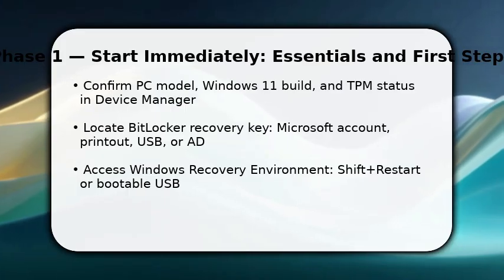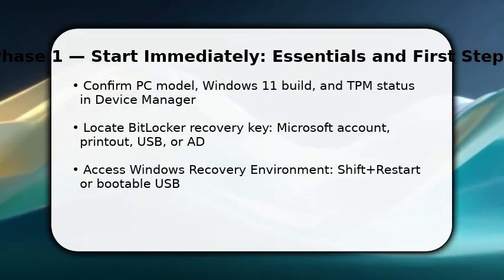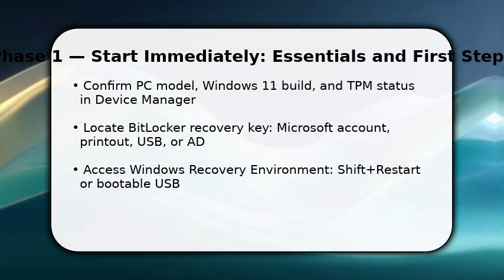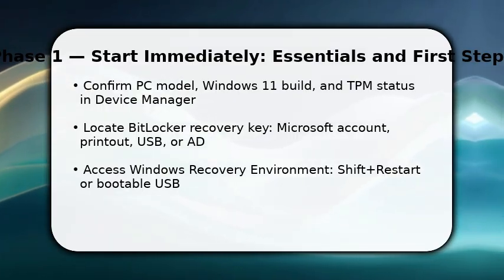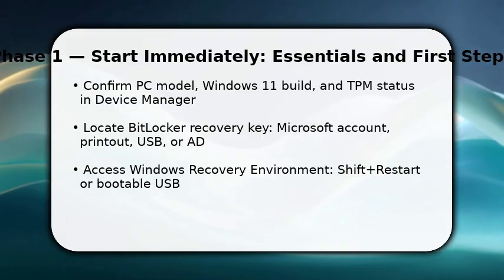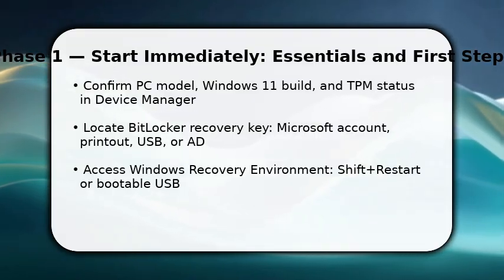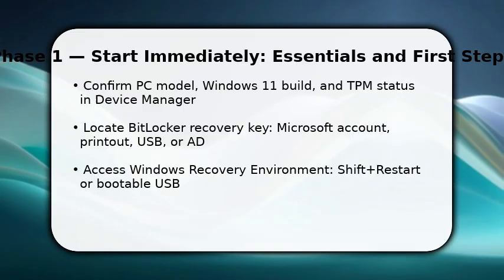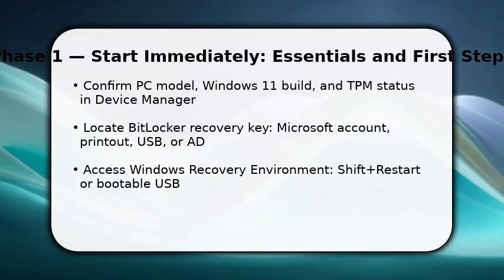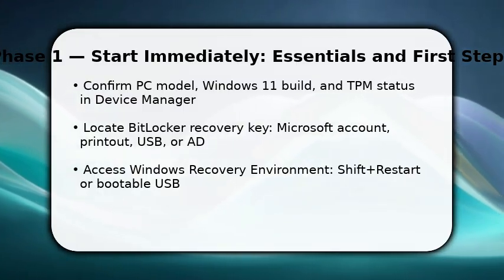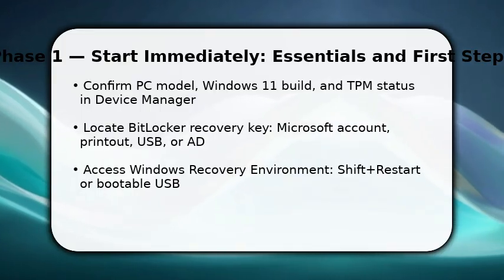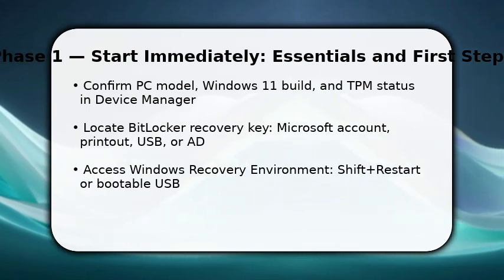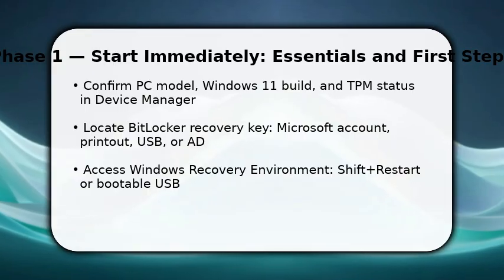You're starting recovery now. First, verify TPM is enabled and the drive shows BitLocker. Open another device and sign into your Microsoft account to find the 48-digit recovery key, or plug in the USB that holds it. Once you have the key, boot into Windows Recovery Environment by holding Shift while selecting Restart, or use a bootable USB. You need immediate access to the recovery input screen, so make sure the keyboard works in firmware settings, allow USB or recovery mode before proceeding.